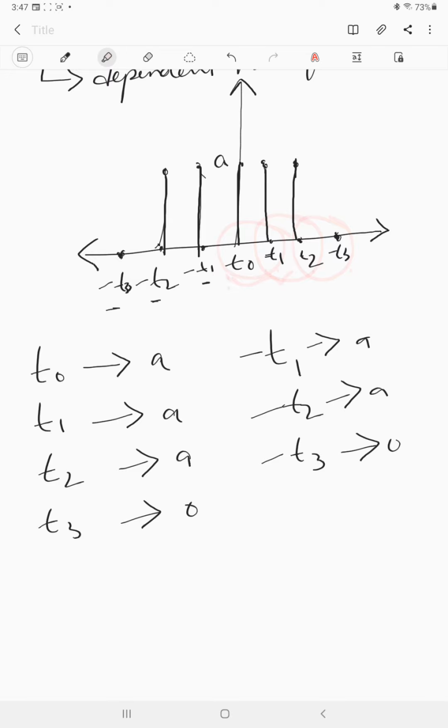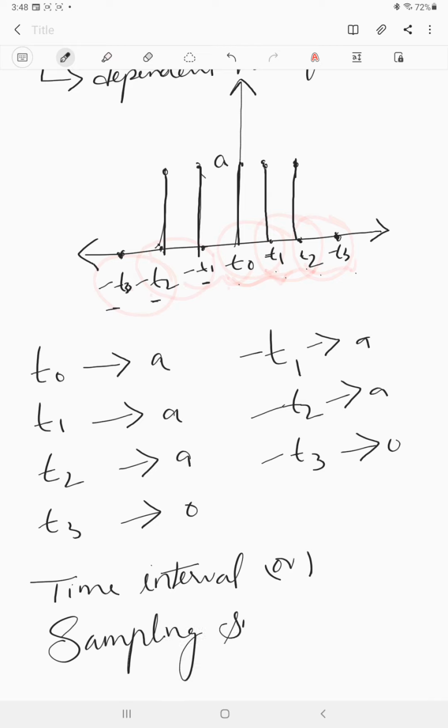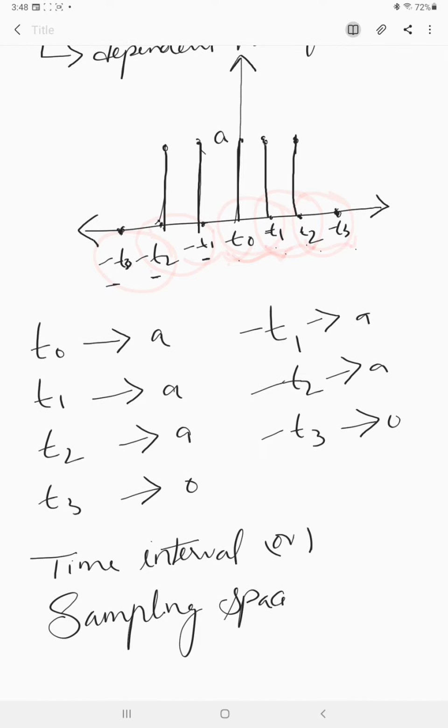The spacing between t0 and t1, t1 and t2, as well as t2 and t3, and in the same way on the left side, minus t0 and minus t1, minus t1 to minus t2, as well as minus t2 to minus t3, is called the time interval, or we can call that spacing the sampling space. Time interval or sampling space.